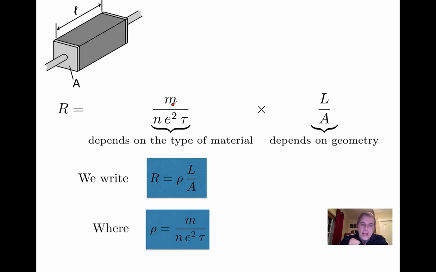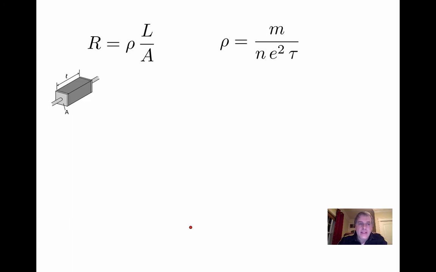Rho is just m over n e squared times tau. That depends just on the type of material. So let's say for copper, you'll have one value of rho. For aluminum, you have a different value, and so on. Okay, so those are the three quick key equations.